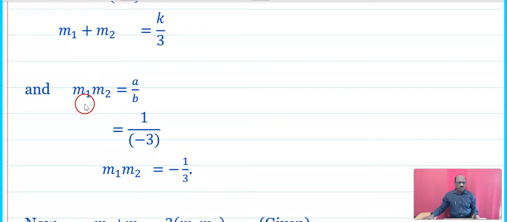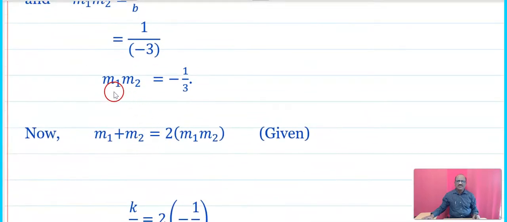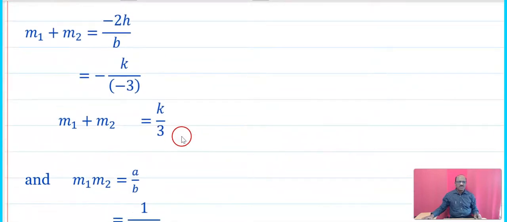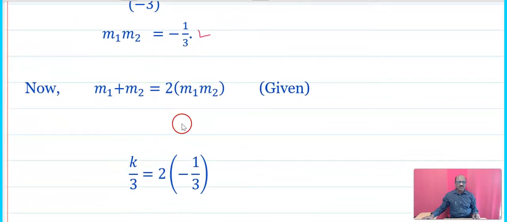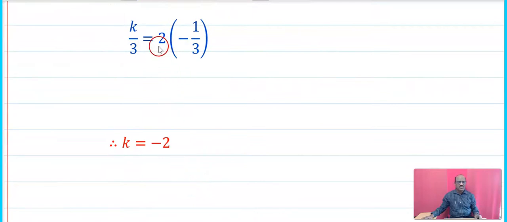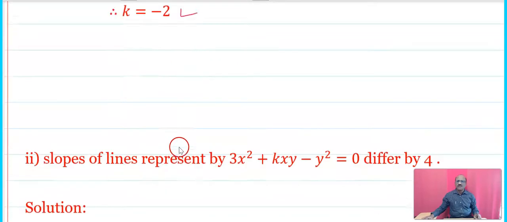Next is the product of the roots. That is m1 into m2 is equal to a upon b. The value of a is 1 and b is minus 3. And therefore, here you will get m1 into m2 is equal to minus 1 by 3. We have been given the condition that m1 plus m2 is equal to 2 times m1 into m2. Now substitute the value of m1 plus m2, which is k upon 3, and m1 into m2 is minus 1 by 3. And if we simplify it, that is k upon 3 is equal to minus 2 by 3. 3 gets cancelled on both sides and you will get the value of k is equal to minus 2.